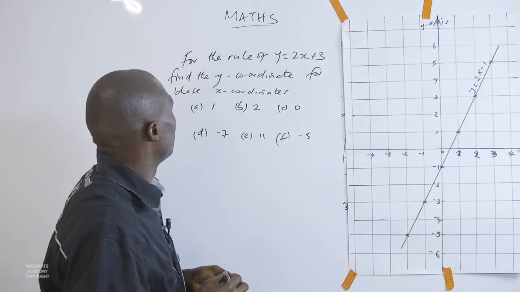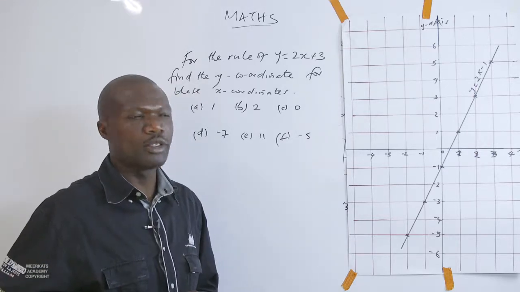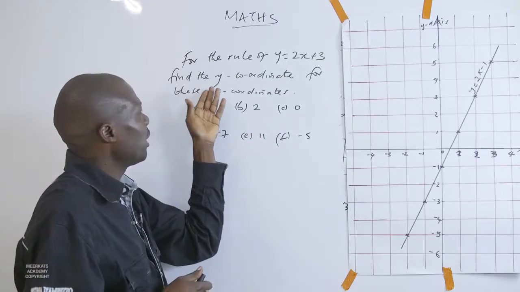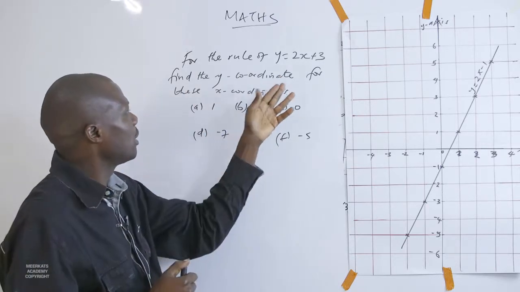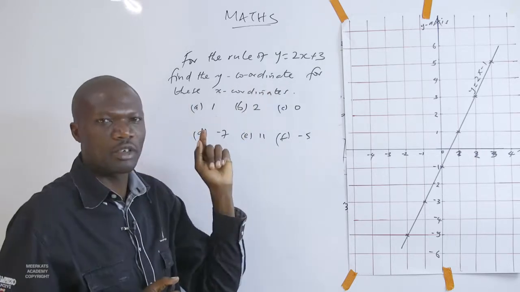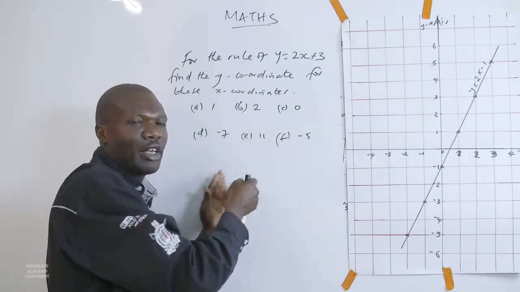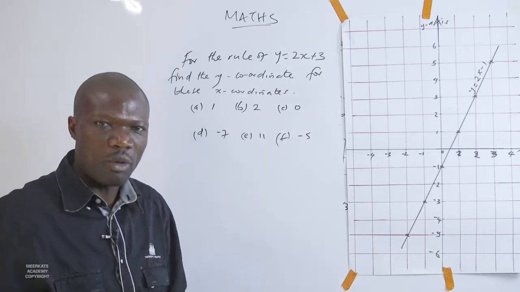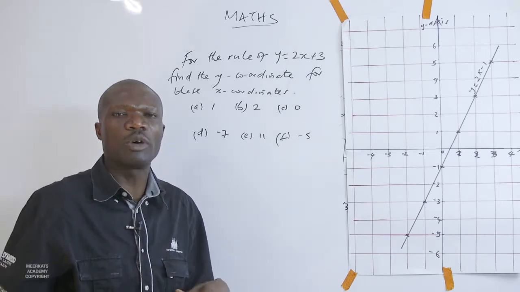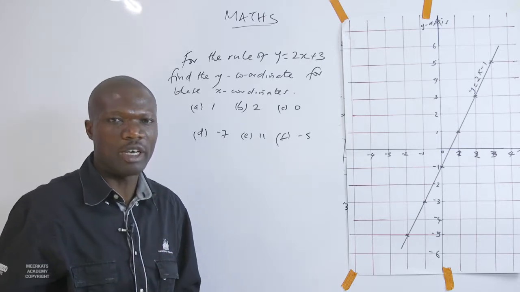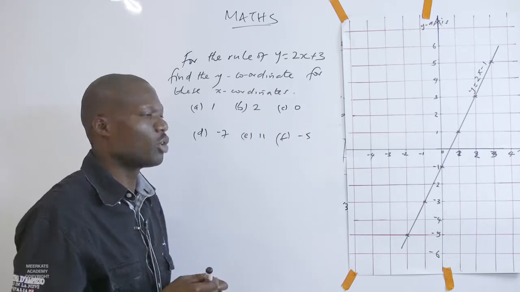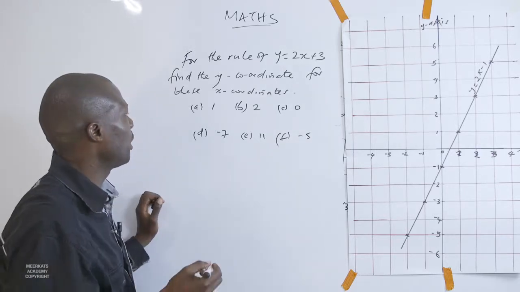So, for the rule of y is equals to 2x plus 3, find the y coordinate for these x coordinates. So what we have been given here are the x coordinates. We are supposed to come up with the y coordinates. Those coordinates are the ones which help us to plot the graph. But this time we are not plotting, we are only identifying the coordinates.